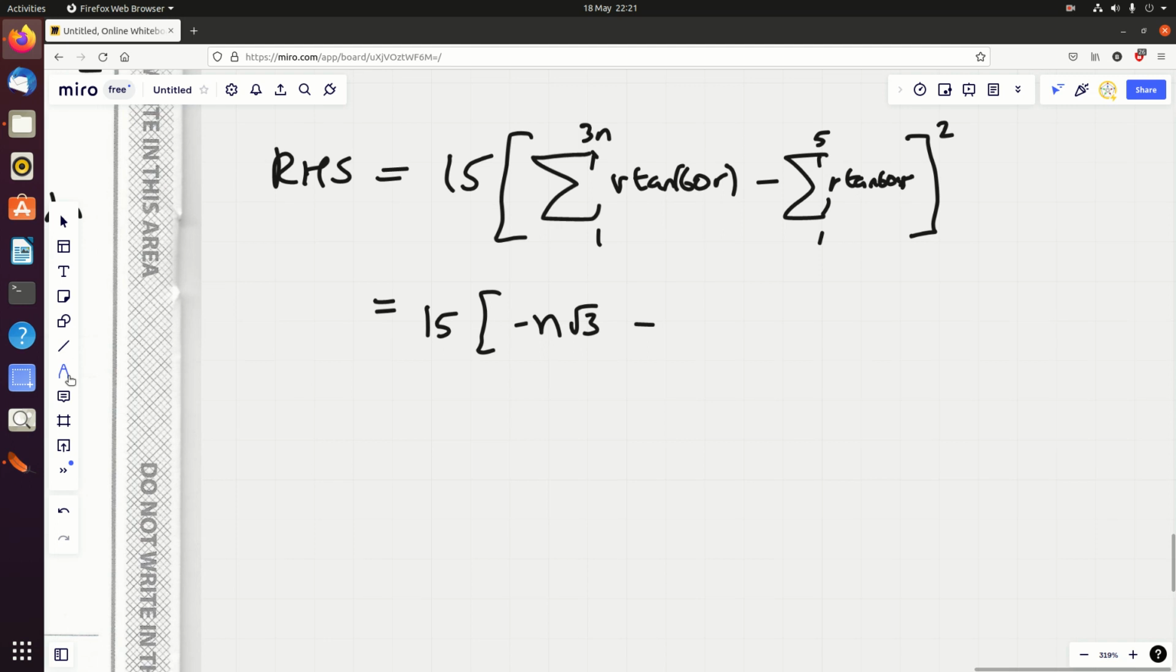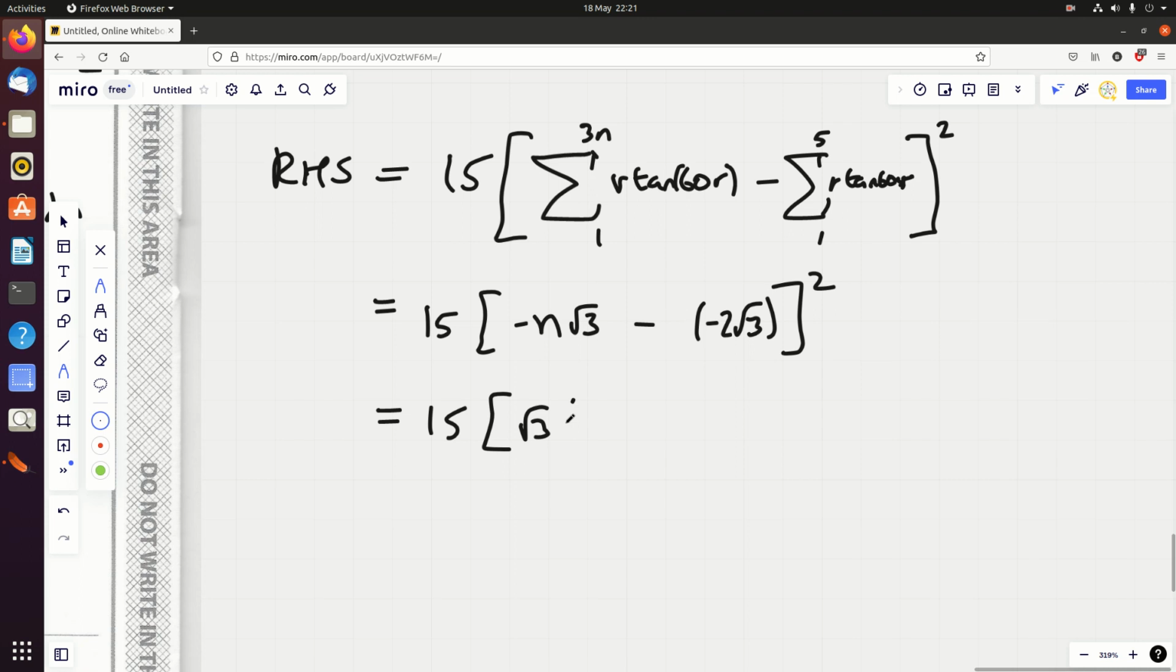Now, it's important to notice that that is going to be minus 2 root 3. So that becomes plus 2 root 3. And so you've got 15, take out the root 3, you're going to have 2 minus n, and then we're going to be squaring that. So that's going to be 15 times 3, which is 45, 2 minus n squared. Got it in a lovely, neat format. Very happy with myself. Very happy.